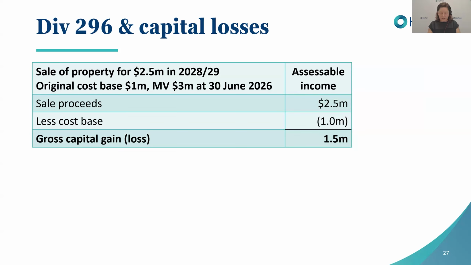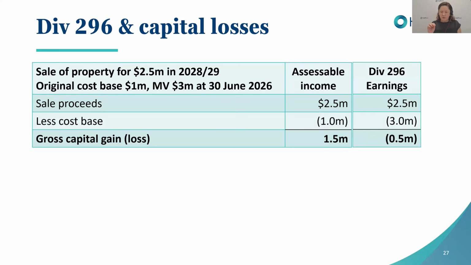Now, what if we'd actually sold the asset for a loss? Most of the time we make gains. Sometimes we make losses. So let's have a look at another example. Original cost base of this asset is $1 million. Market value is $3 million on 30 June 2026, but then we sell it for 2.5. So it's sort of spiked at 30 June 2026, and then it's come off. So again, from the point of view of the fund's actual tax calculations, sale proceeds of $2.5 million, cost base of 1, original cost base, we've made a gain of $1.5 million.